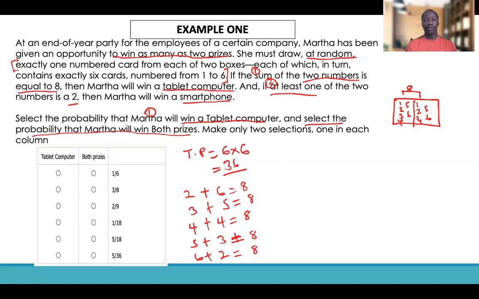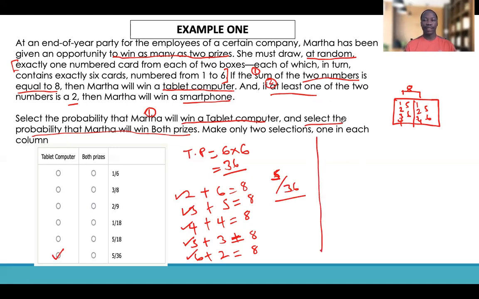So the probability that Martha will win a tablet computer, that is, if she draws 2 cards from the 2 boxes that add up to 8, we have 5 possibilities. All right, so the probability of Martha winning a tablet computer would be 5 out of the total number of possibilities that are available to Martha. 5 being the number of possibilities that meet the condition above. So 1, 2, 3, 4, and 5. So the probability that Martha will win a computer is 5 out of 36.